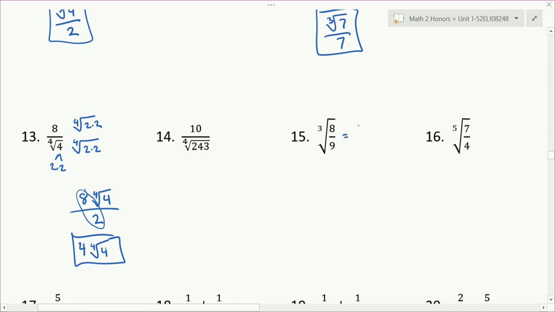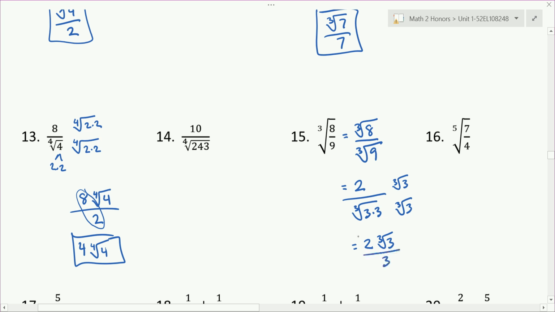15, I'm going to split it up. Cube root of 8 over cube root of 9. Cube root of 8 is 2. Cube root of 9, that's cube root of 3 times 3. So I need to multiply top and bottom by cube root of 3. And we end up with 2 cube root 3 over 3.